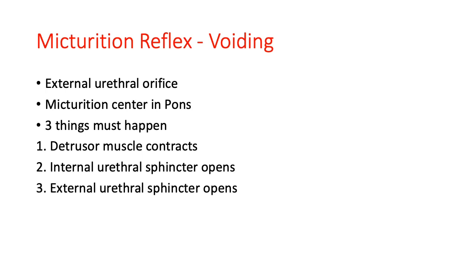The third thing that must happen is that the external urethral sphincter must relax and open. The external urethral sphincter is skeletal muscle, and thus it is voluntary. It is innervated by the somatic nervous system.